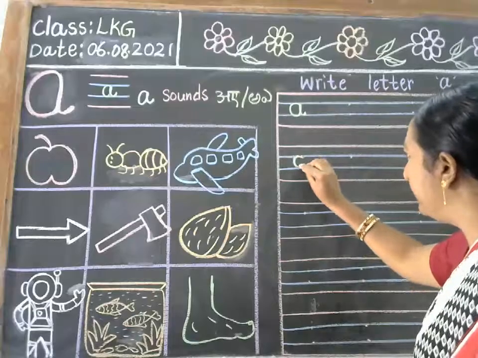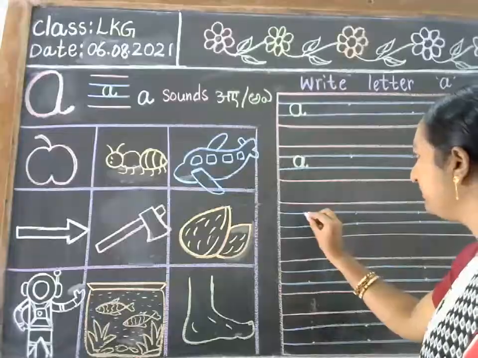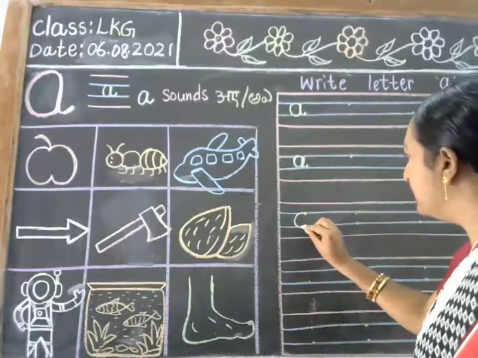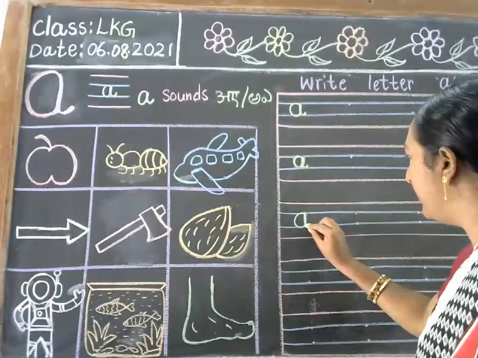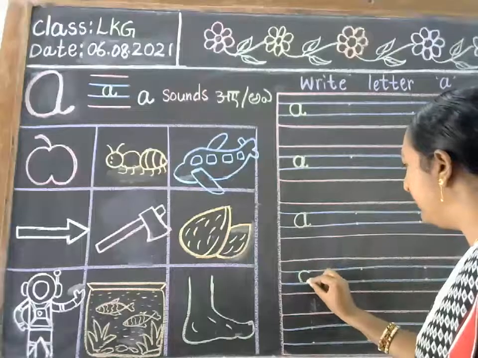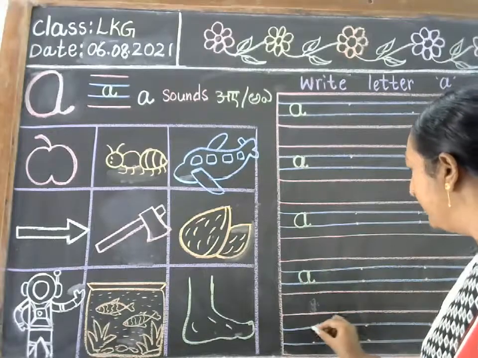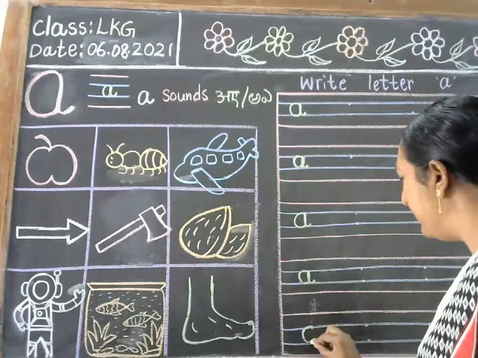Circle, take it up and down. This is A. See here. Like this. A circle. Then it will go up. Then it will come down. See, this is letter A.